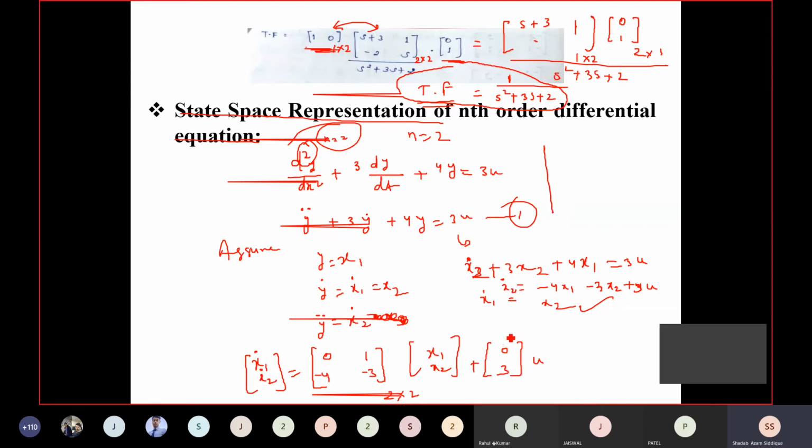C will be written as y is equal to, already we have y is equal to x1. So already we have y equal to x1. So y equal to x1 means what? The y matrix will be, okay, what is the dimension of this one? X dimension, x1 and x2. So this is the 2 cross 1 dimension.